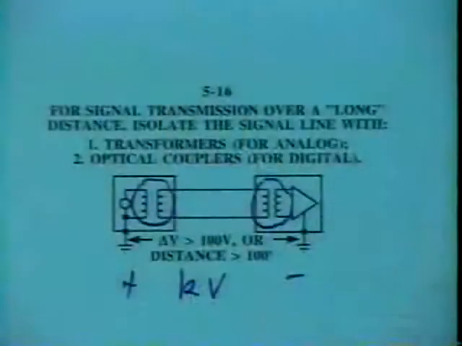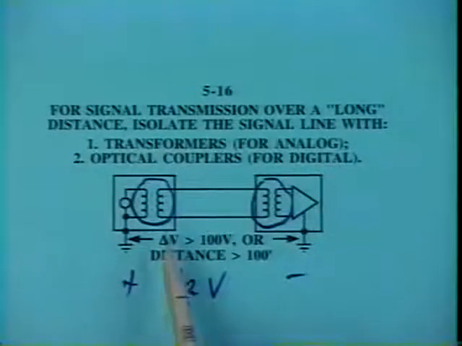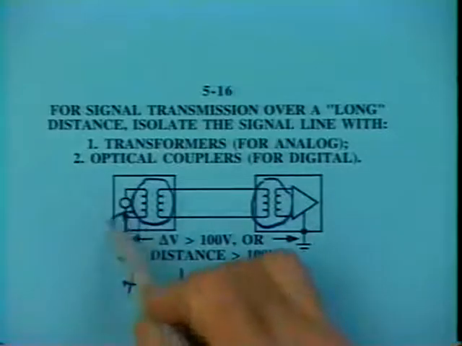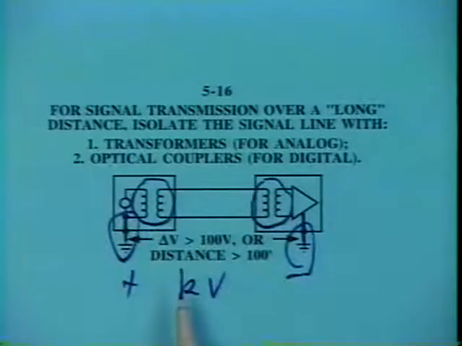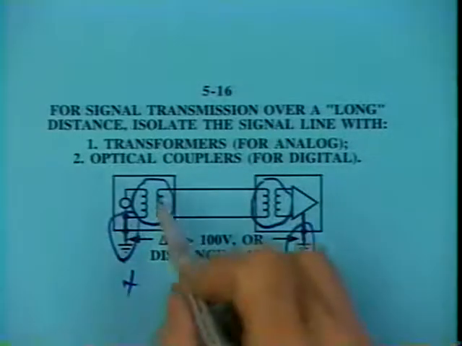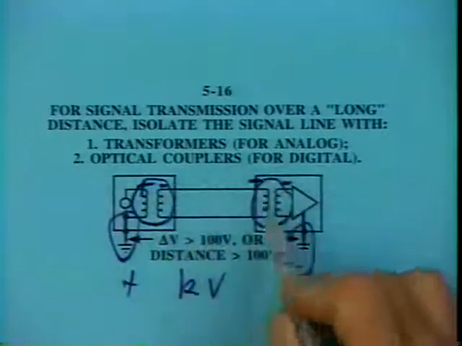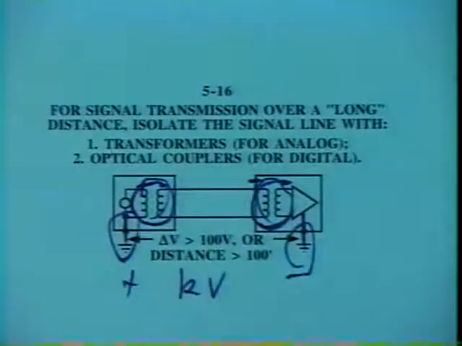But the key idea is we have to have a metallic break between where the driver is grounded and where the receiver is grounded. We have to have a metallic break, something that's got a high impedance, so that most of these kilovolts will appear across the isolating portion of the path, rather than appearing across the signal return path.